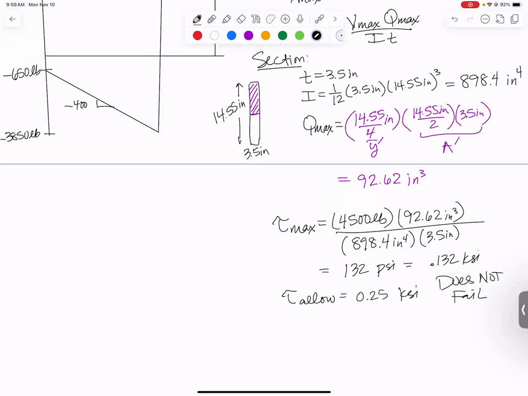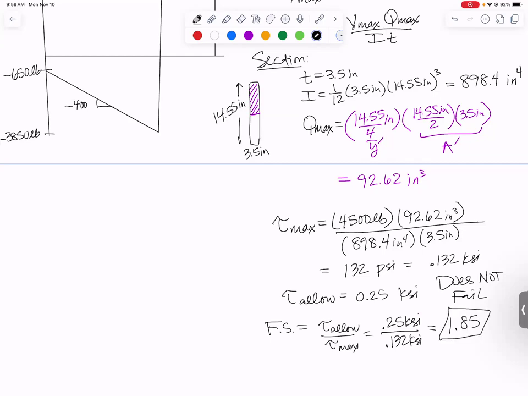And so we need to find our factor of safety. Factor of safety is going to be the allowable, the biggest shear stress you ever want to allow, divided by whatever your max actually is. So we plug in 0.25 KSI on top, we put in 0.132 KSI on the bottom, and we get a safety factor that is 1.85.